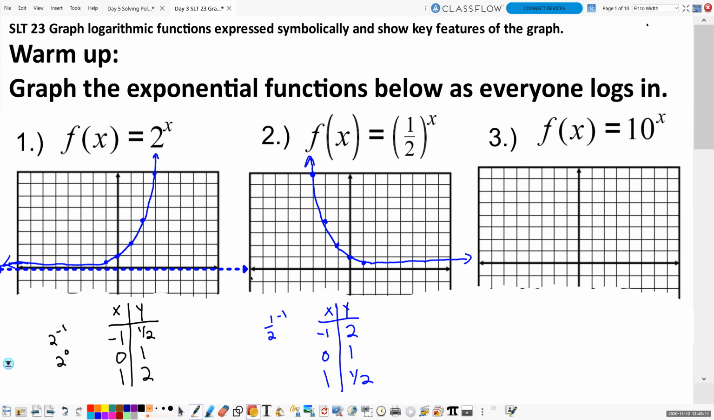All right, Jack Berg, number 3. Oh, someone fell out. Jack Berg, if I plug -1 in for x, what do I get? Do you get 1/10? I get 1/10. Then what about 0? 0. Or I mean 1. 1, good catch, good catch. And then 1, 10. 10. And that's going to be an exponential growth function.